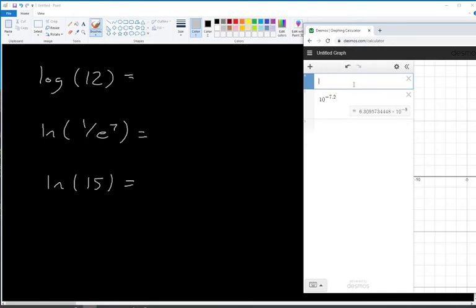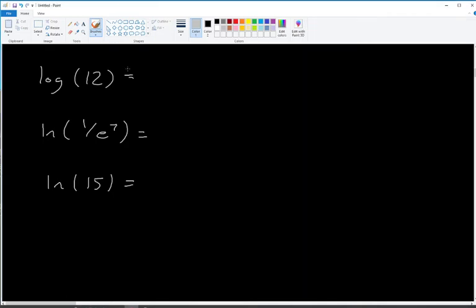And when you go through and do these, we just want to say what's log of 12. And log of 12 is 1.079. We'll round up from 8 to 2. So 1.0792. So it's about equal to 1.0792. It's not exactly, but it's approximately.